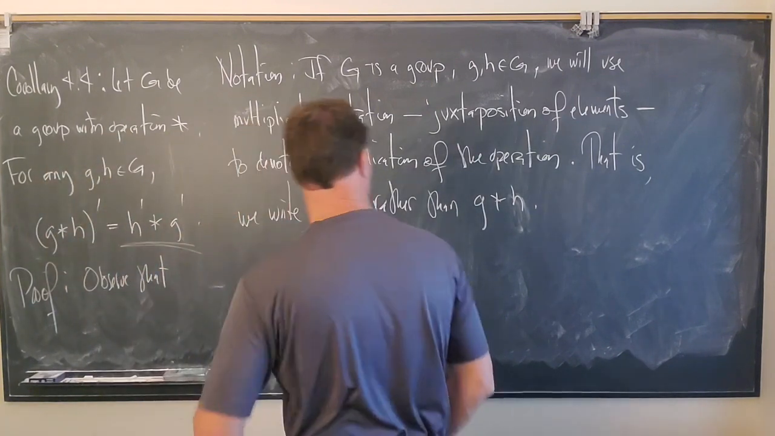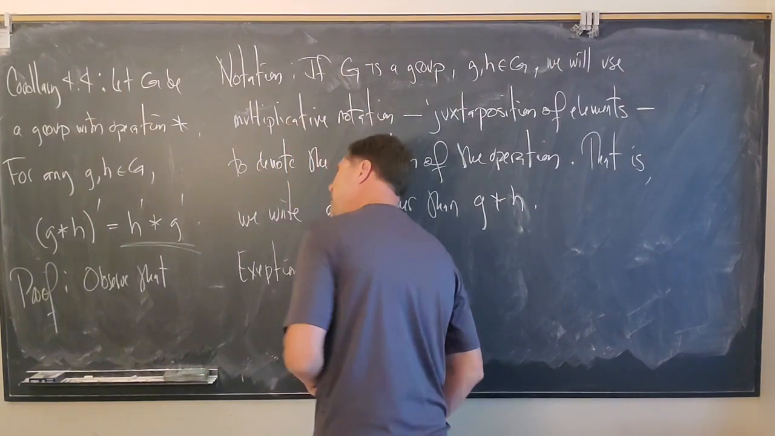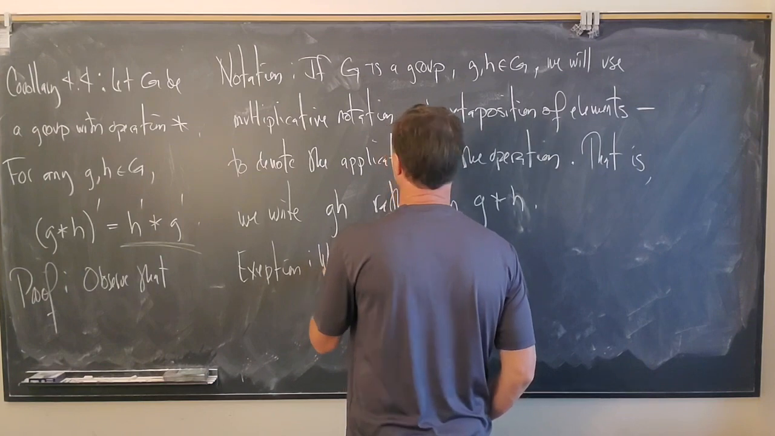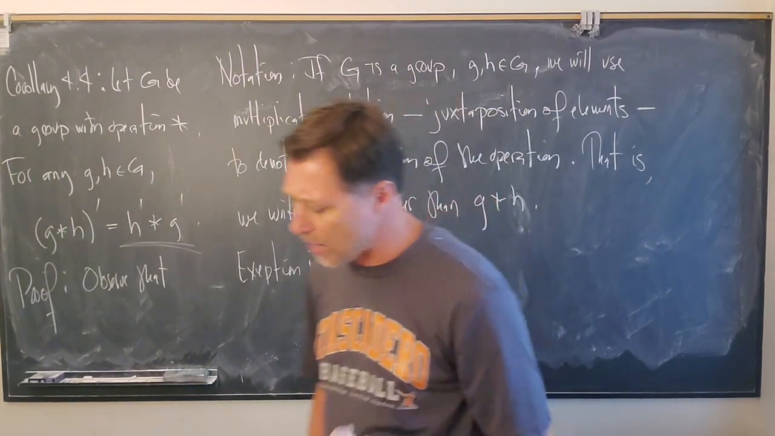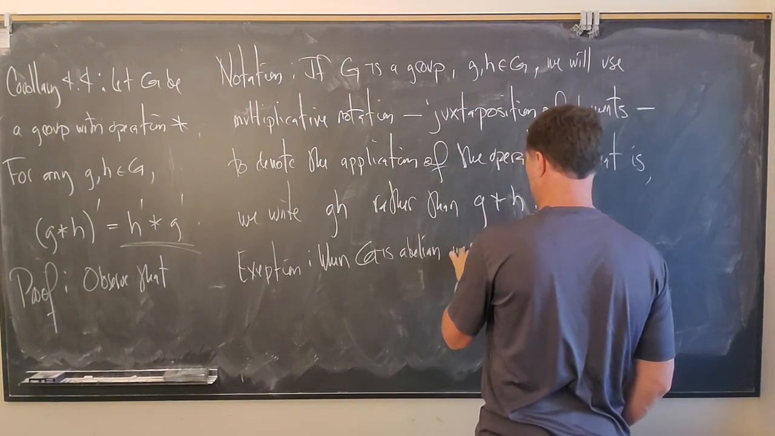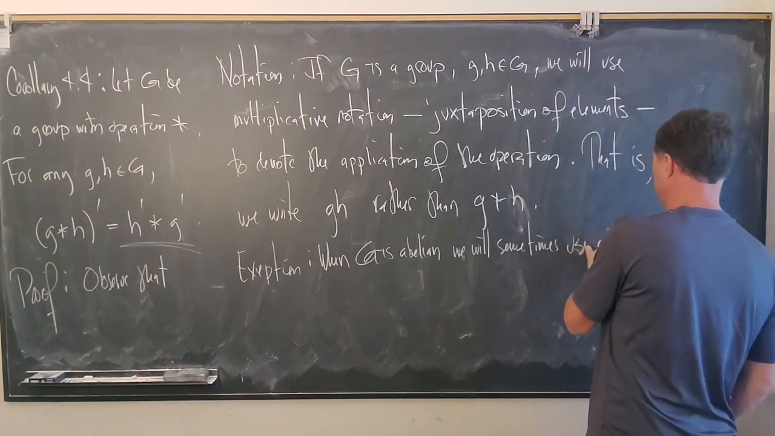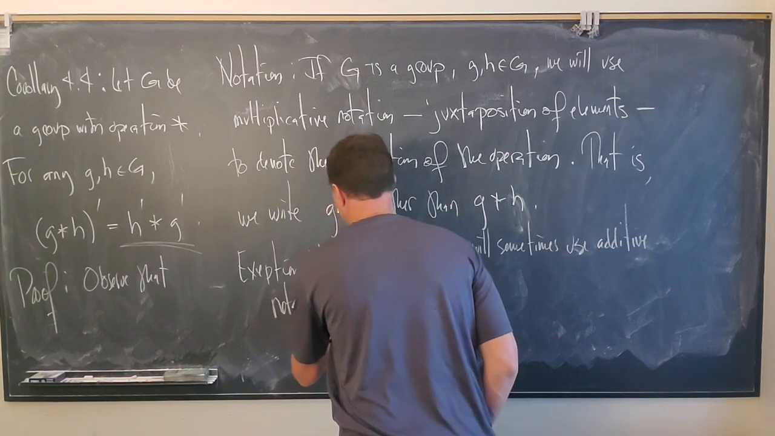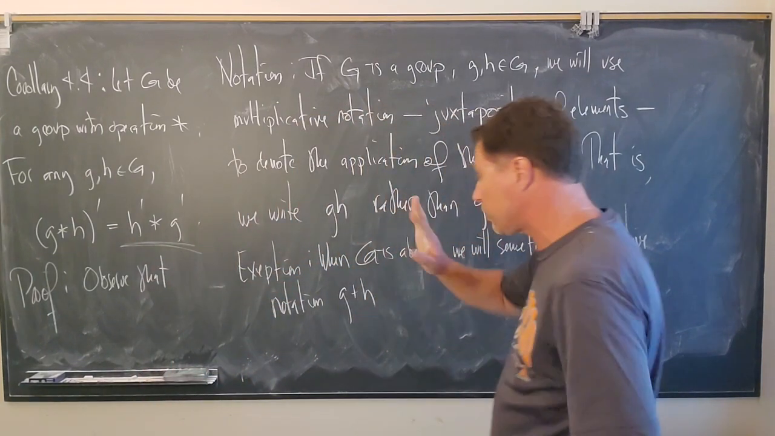The exception: when G is abelian, that's when we're going to think of it as addition. So when G is abelian, not always, but oftentimes, let's say we will sometimes use additive notation. In other words, I'll write G plus H, right, rather than G star H. G star H is gone.